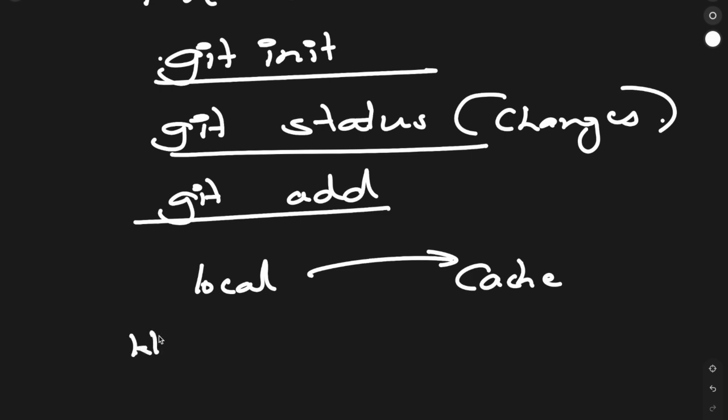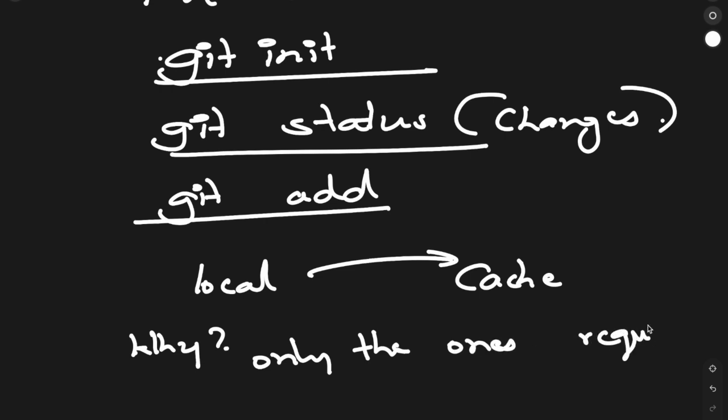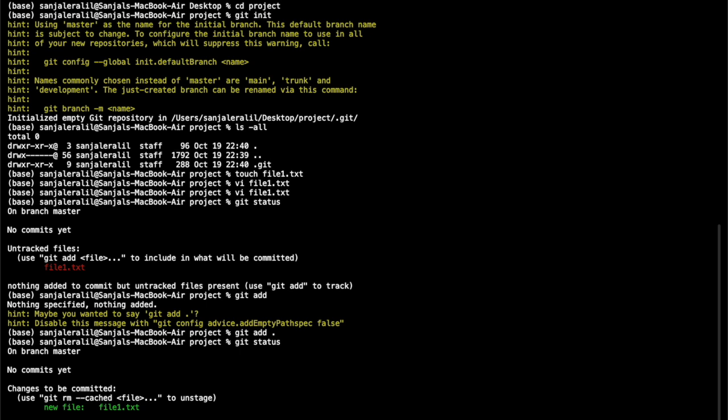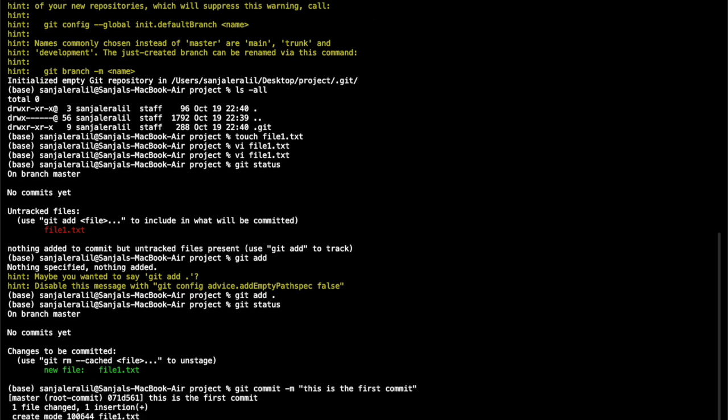So why git add? Git add actually takes the changes in the file from local to a cache before committing it into the main branch. So why is this needed? Because although there might be many files that have undergone changes, you sometimes require only certain files to be committed because the other ones are not ready for the commit. That is why the git add command is used to load the files into the cache.